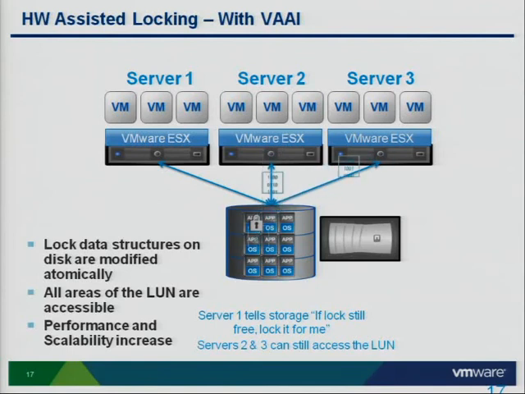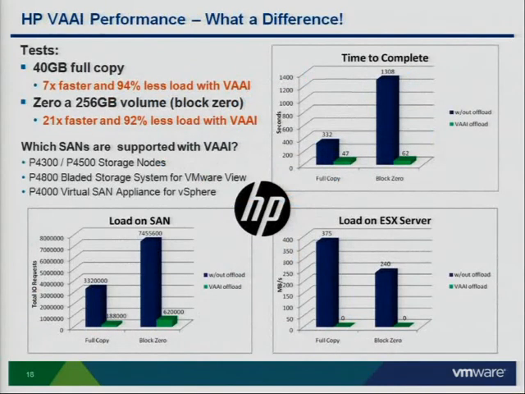Now, how fast is fast? Let's take a look at another quantitative example from HP here. In the first test case, for example, to do a VMDK template deployment of a 40 gig disk, it is shown here as 7 times faster to copy and 94% less load with VAAI. As shown here on the upper right graph, as you can see, it took about 5 minutes without VAAI to complete this operation. With VAAI, it only took 47 seconds. Significant saving in time to provision a VM.